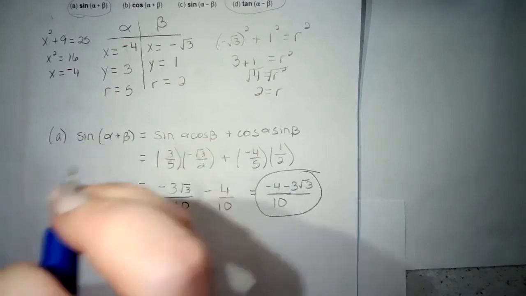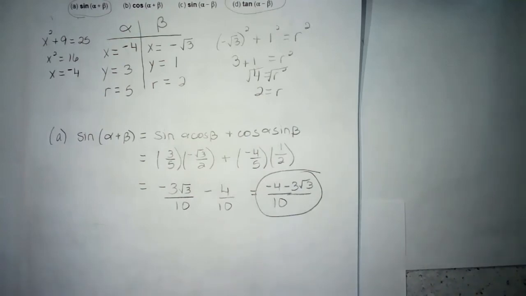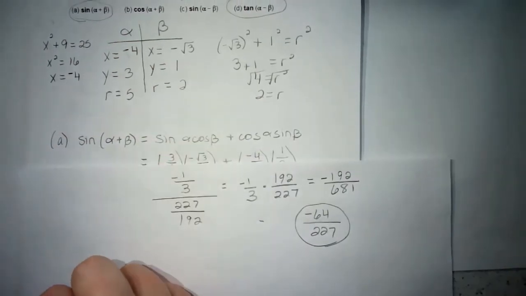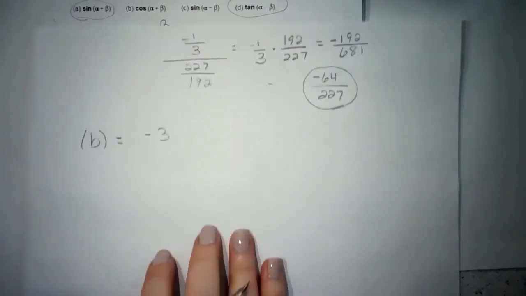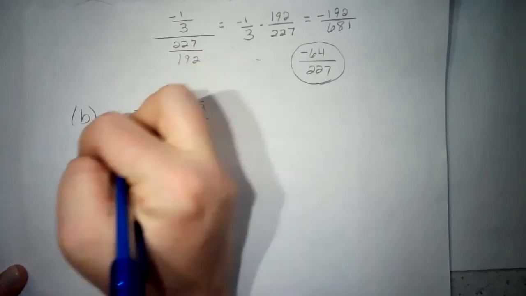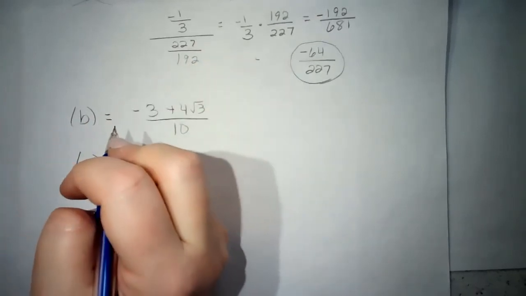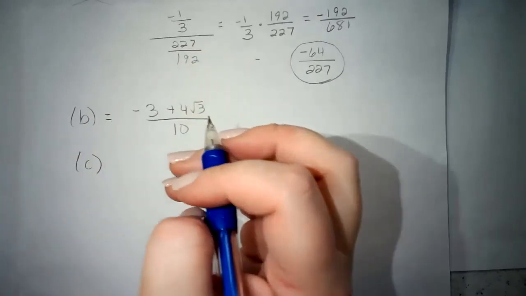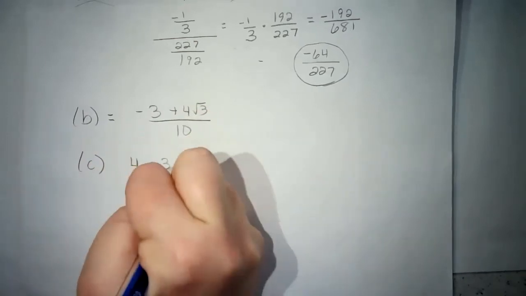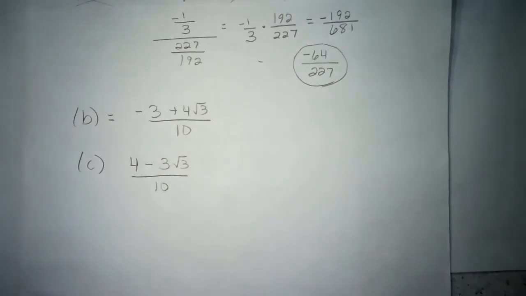Okay, so let me go ahead and tell you that B, just in case you want to practice, you certainly don't have to do it, is going to be negative 3 plus 4 root of 3 over 10. And C is 4 minus 3 root of 3 over 10. See, they all tend to have the same numbers once you get going, and they're just in different places with different signs. They keep it in the family.